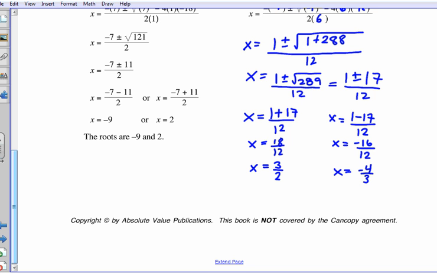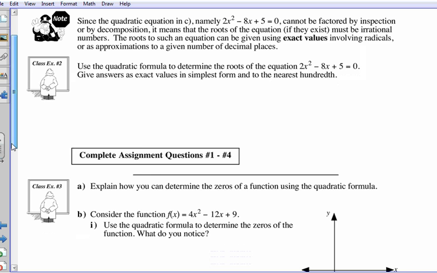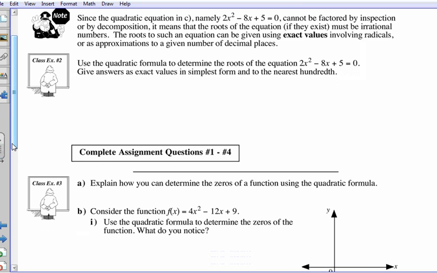So going back to that question that we couldn't factor, let's now try it. And then I'm going to show you a video. If we can't factor it, then we have to use the quadratic formula to get our zeros. Tomorrow we'll practice the quadratic formula again.